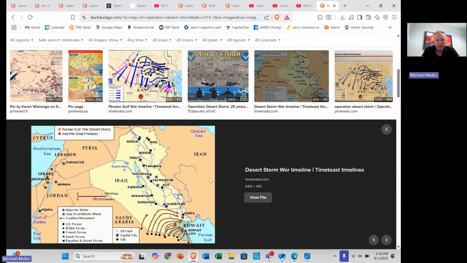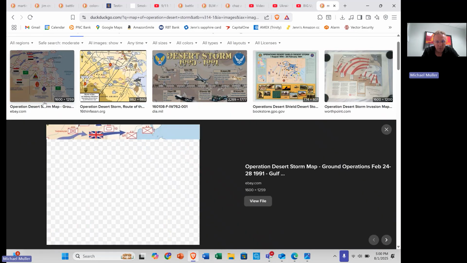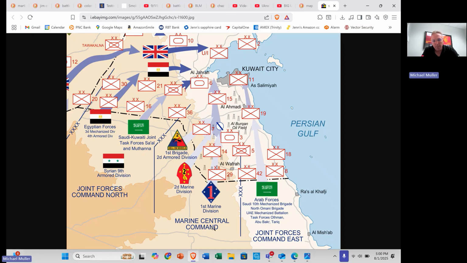Okay, so what happens in this war, it's a very short war. It lasts 96 hours. Let's see. This map here will work as good as any. That's perfect. What happens is basically there's a joint coalition force. As you can see, there's Brits, there are Egyptian forces, there are even Syrian forces, but there's Saudi, Kuwaiti forces, there's Marines here. The major armored divisions are here, which are the bulk of the combat power.